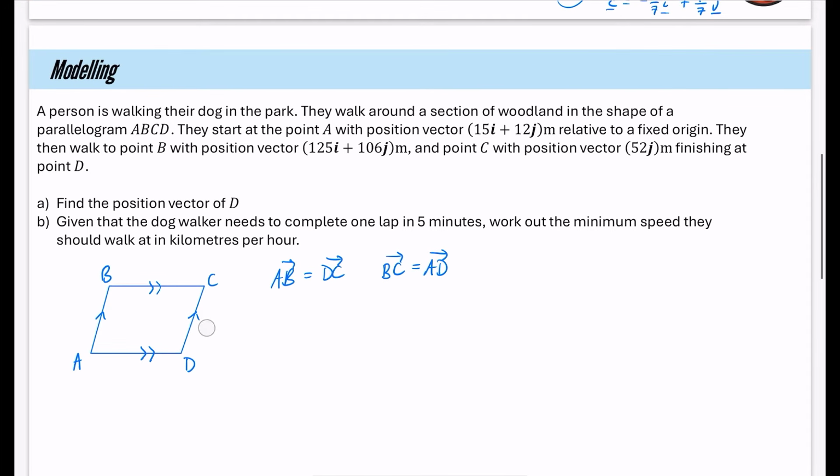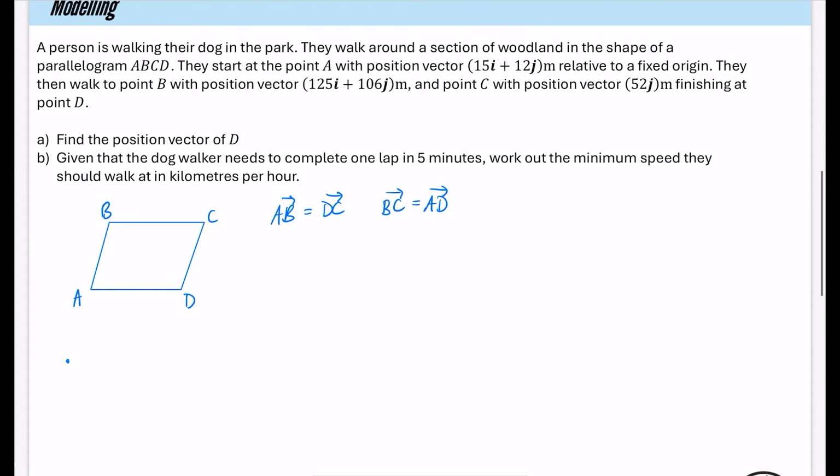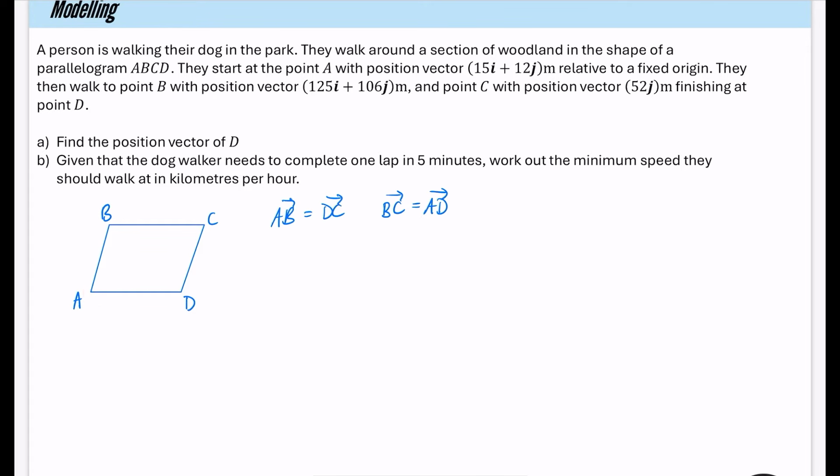I'm going to get rid of these parallel lines on the diagram because I think they're going to confuse us with vectors a bit. So let's actually see what the first question wants us to find: the position vector of D. Okay, well, if I want to get to D, these are relative to some fixed origin. There's some origin somewhere else where that's my position vector that gets to A. I want to get to that position vector D, so I'm going to start at A and I'm going to move along AD.